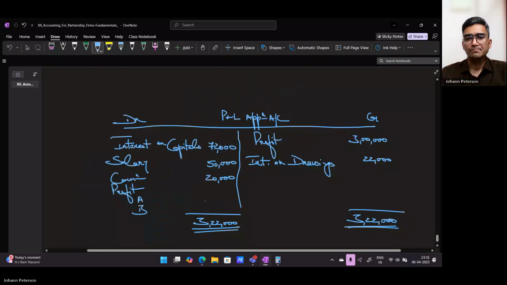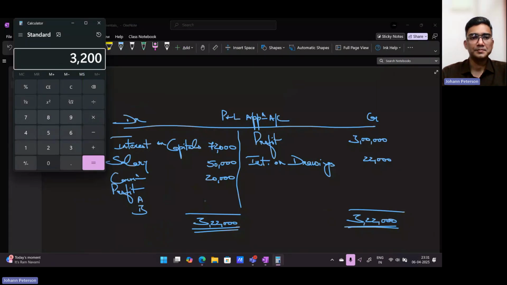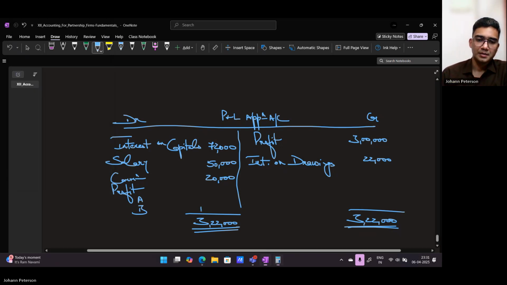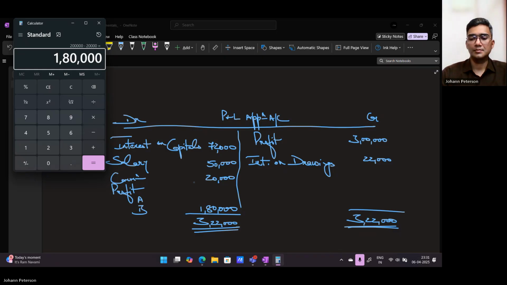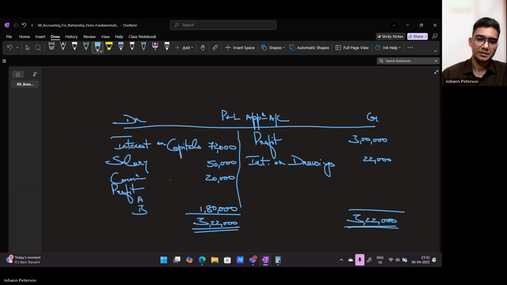322 minus 72 plus 50 minus 20, which is 180. So 180 in 2 is to 1, into 2 divided by 3, which is 120 and 60.